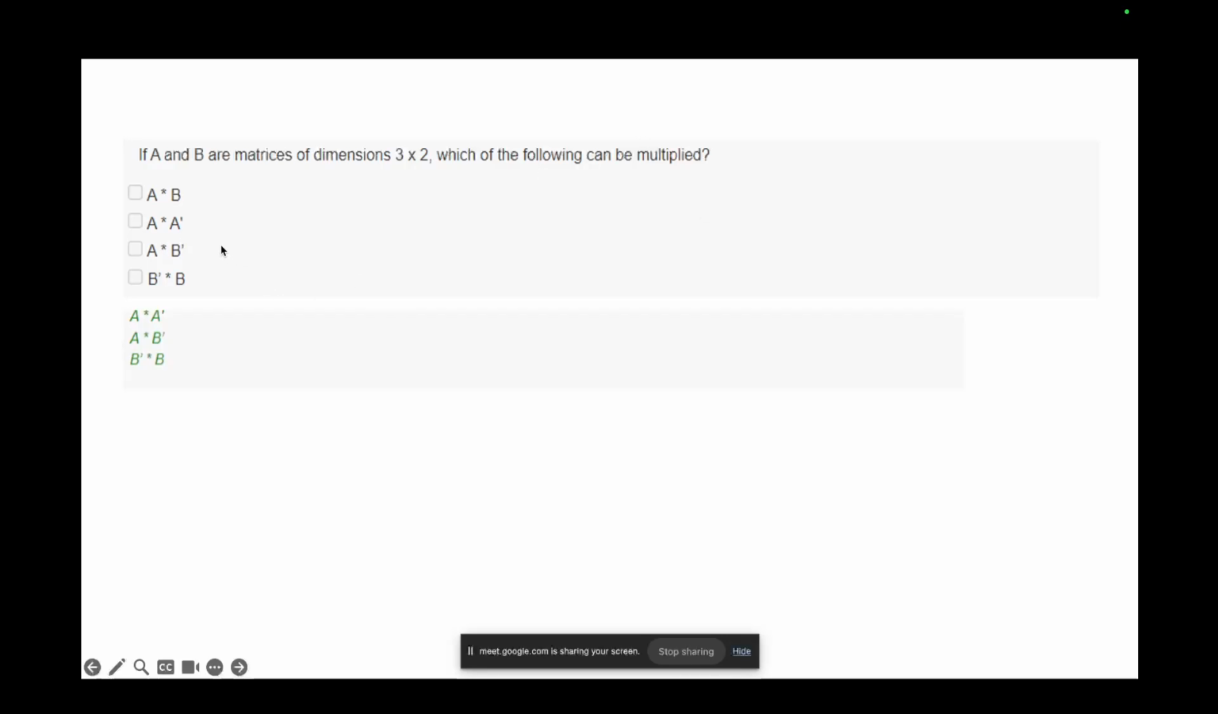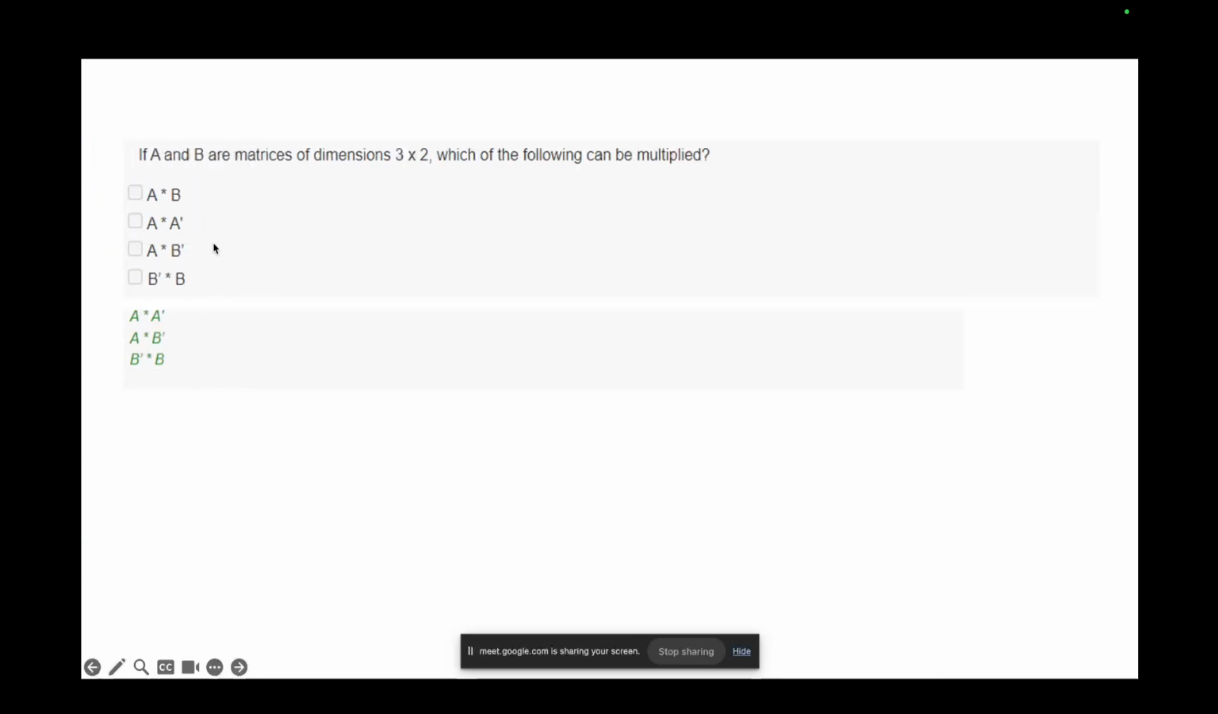So A and A complement can always be multiplied. Sorry, I'm getting confused. A and A transpose, right? Its complement is different. A and A transpose can always be multiplied because if A is 3 by 2, A transpose will be 2 by 3. So it is always possible to multiply. Same with B transpose and B. You can always multiply a matrix with its transpose because the rows and the columns get interchanged. So it can be done.